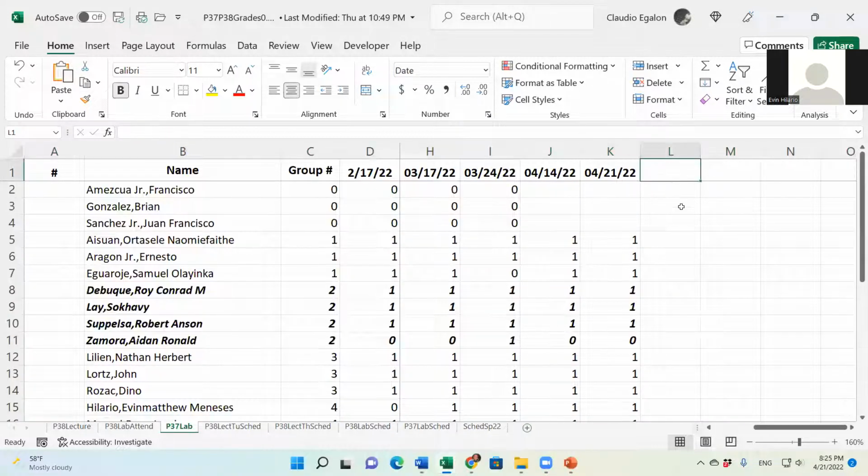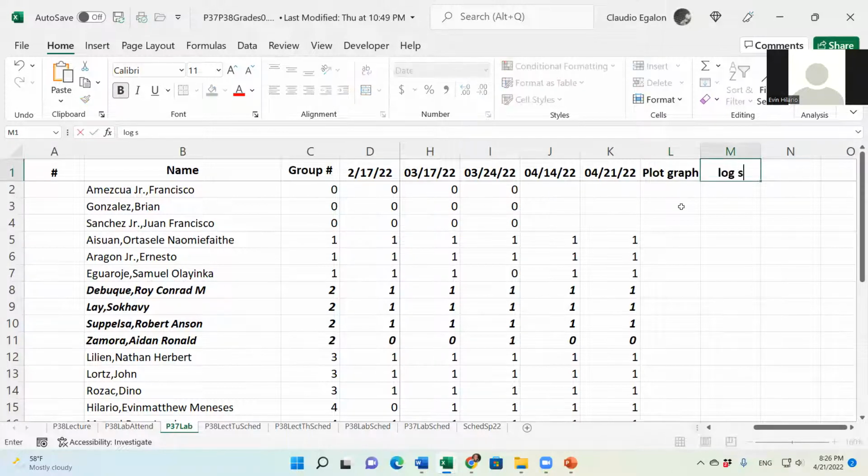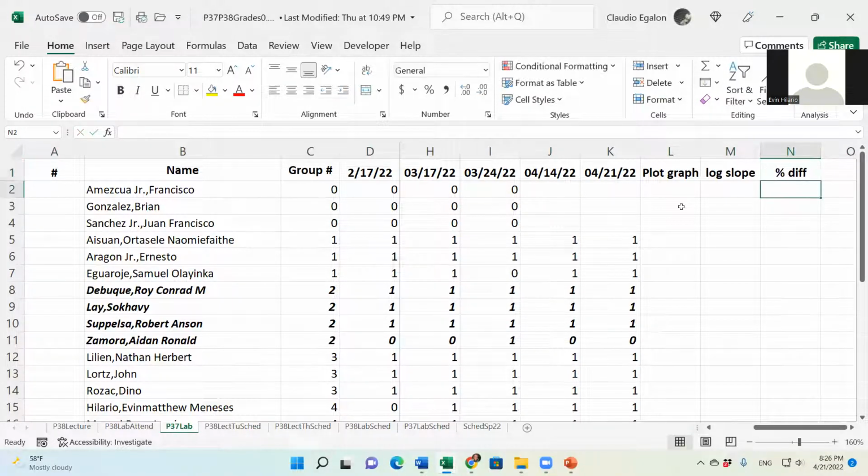Okay, so here we go: plot graph, log slope. What's the percentage difference? That's what I want to ask you. Let's start with Ortacell. Did you plot the graph, Ortacell? Yes. Good. Did you log the slope in the last table? Not as of yet, I'm still trying to solve it. Okay, before you do that, of course, you've got to get the regression equation, right? Do you know how to do that?